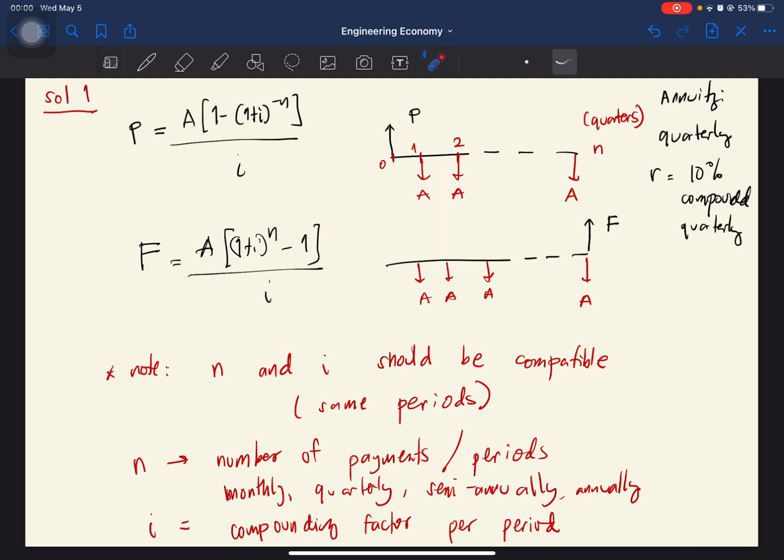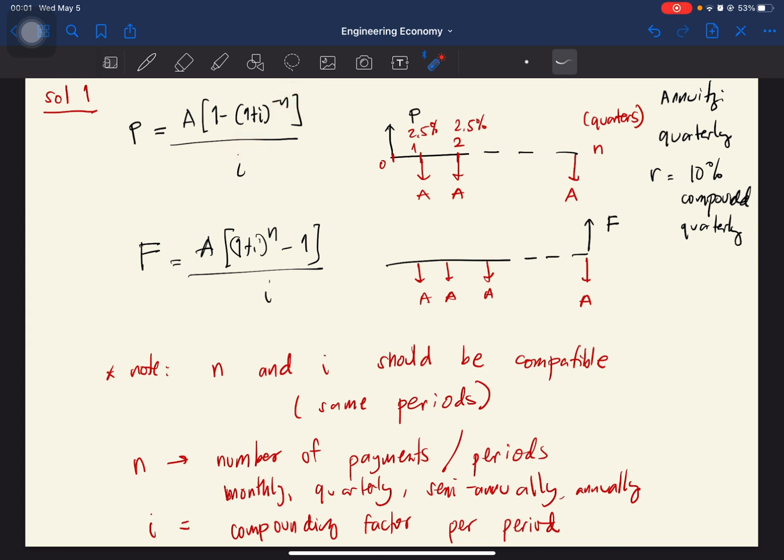So, anong ilalagay mo dun sa letter I? Anong ilalagay mo dun sa interest rate? Sabi natin, I is compounding factor per period. So, if your payments are every quarter, ano ba yung compounding factor every quarter? Kung ang nominal interest rate mo is 10% compounded quarterly, di ba hahatiin mo yan sa 4? So, every compounding period, you have 2.5%. So, 2.5% ang ilalagay mo rito. Take note of this approach.